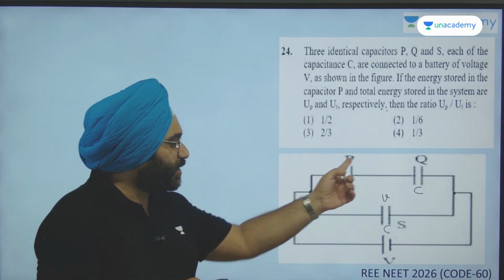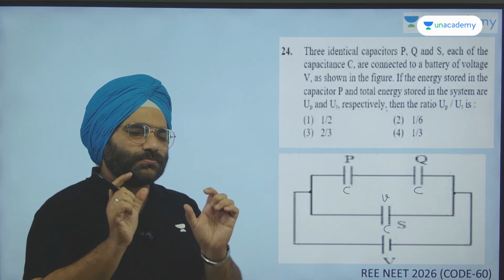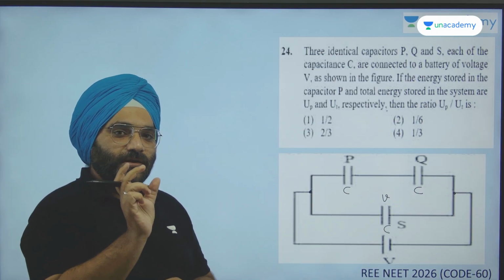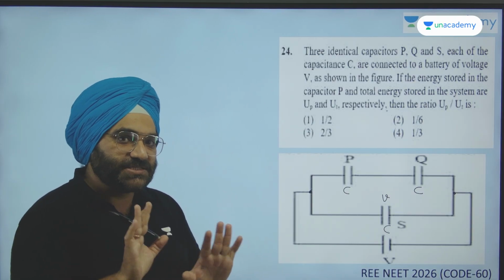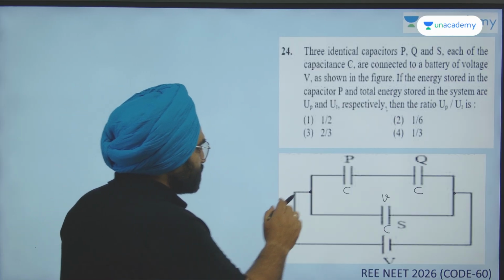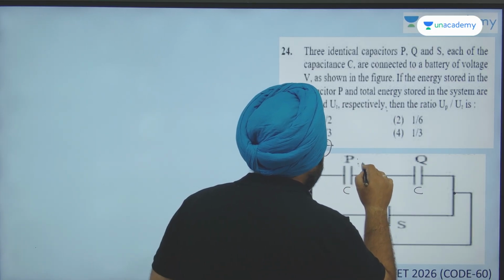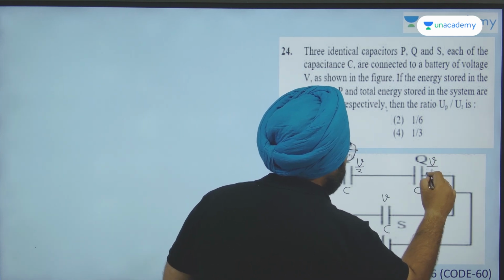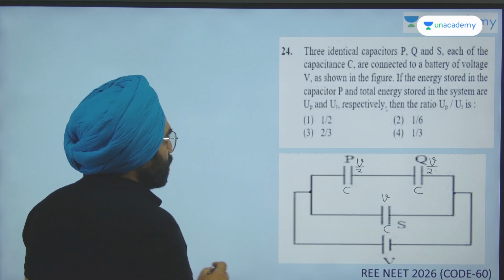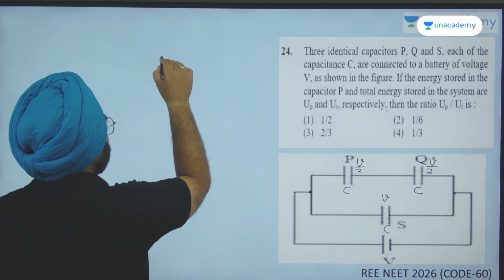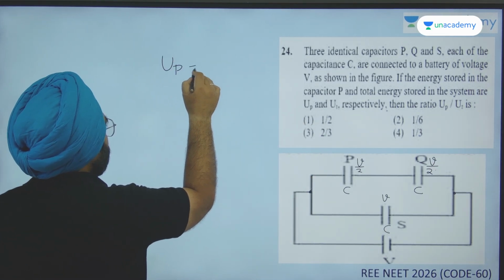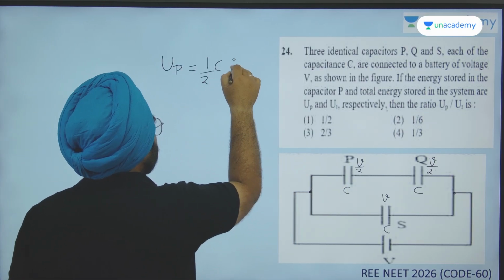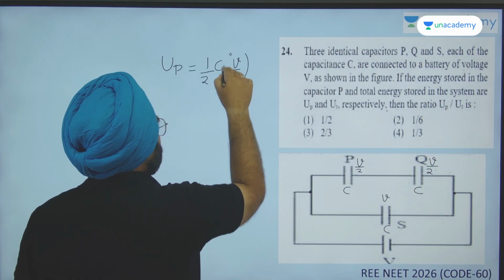Now what about these two capacitors? If two same capacitors or two same resistors are connected in series, the potential will be divided into half. That is a clear concept, right? So how much potential will this one get? It will get V by 2. And the potential drop here is also V by 2. Understood? Now the energy across P will be half into C into (V by 2) square.